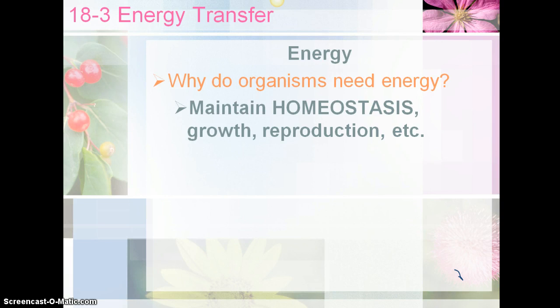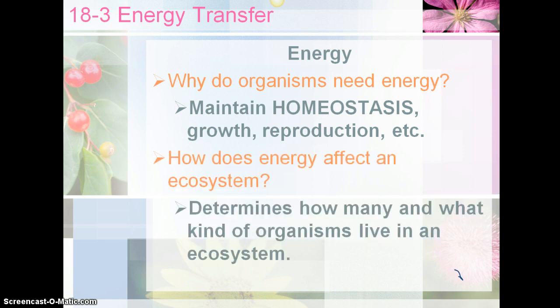So things like being able to grow, reproduce, maintain a stable temperature, heart rate, sweating, things like that, are functions that you don't have to think about that your body takes care of. So the amount of energy that's available in a system or in a community is based on how many organisms live in that ecosystem.